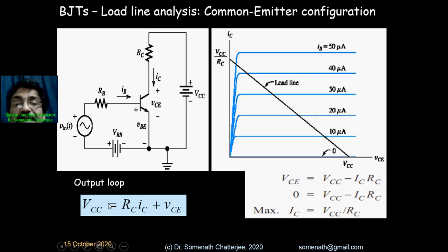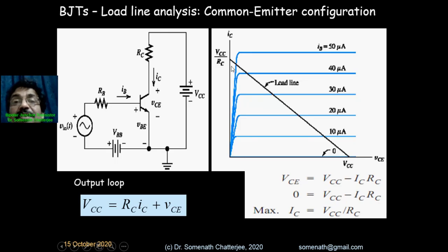If I write this, you can see it is the representation of a straight line, y is equal to mx plus c, right? Here you can see, if VCE is 0, there is no potential drop here. Then we will get a straight line, and from there I can get the slope, that VCC is equal to ICRC. So we can find out the IC value, right? IC is nothing but VCC by RC. From this equation we can find out VCC divided by RC is equal to IC.